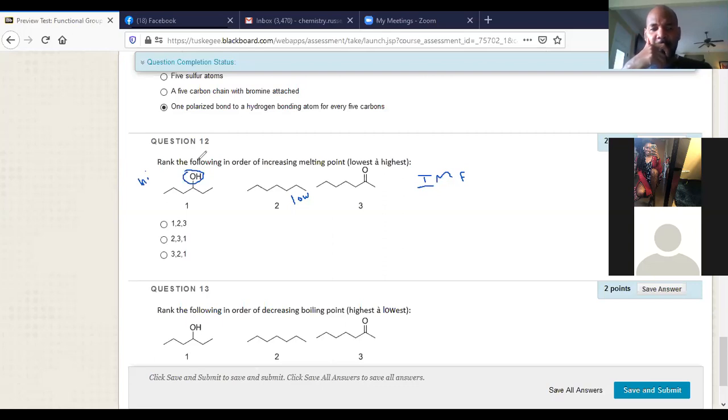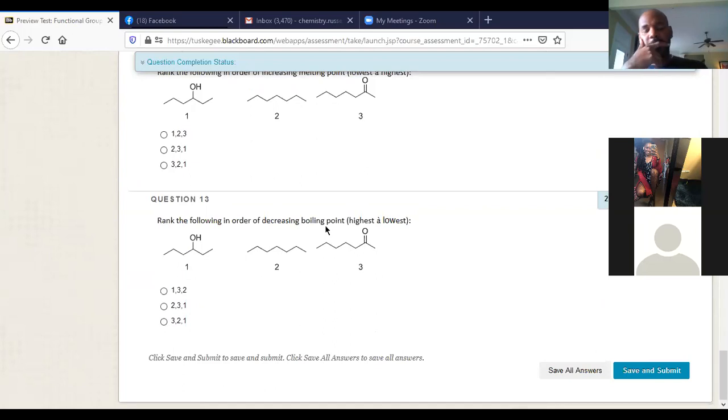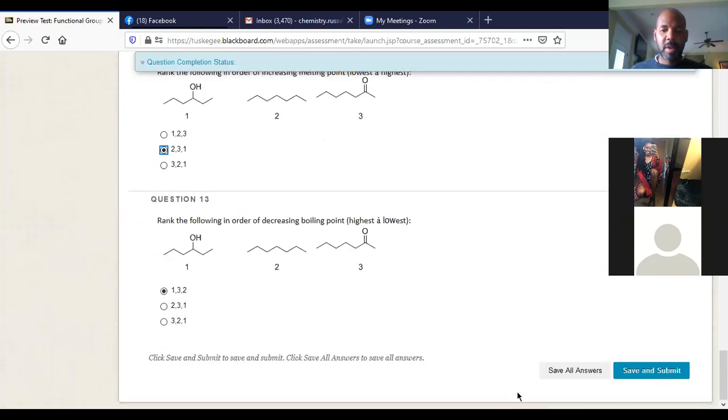Yes, sir. All right. What about the next question? It says rank in order of decrease in boiling point. Again, you're looking at the intermolecular forces between 1, 3, 2. Okay. So this is going to have the highest boiling point, and this is going to have the lowest boiling point. And then this would be the same, wouldn't it? It would be 2, 3, 1. Is that right? Yes, sir. All right. We better get 100.